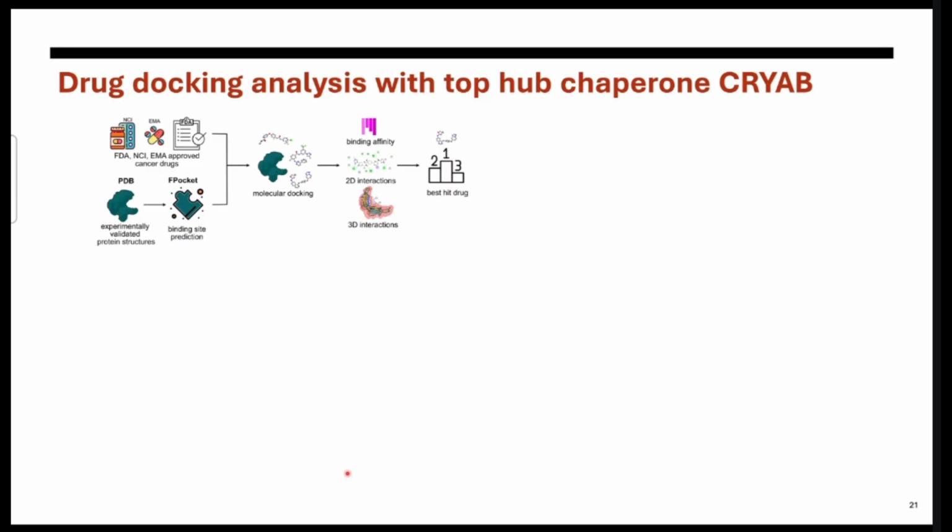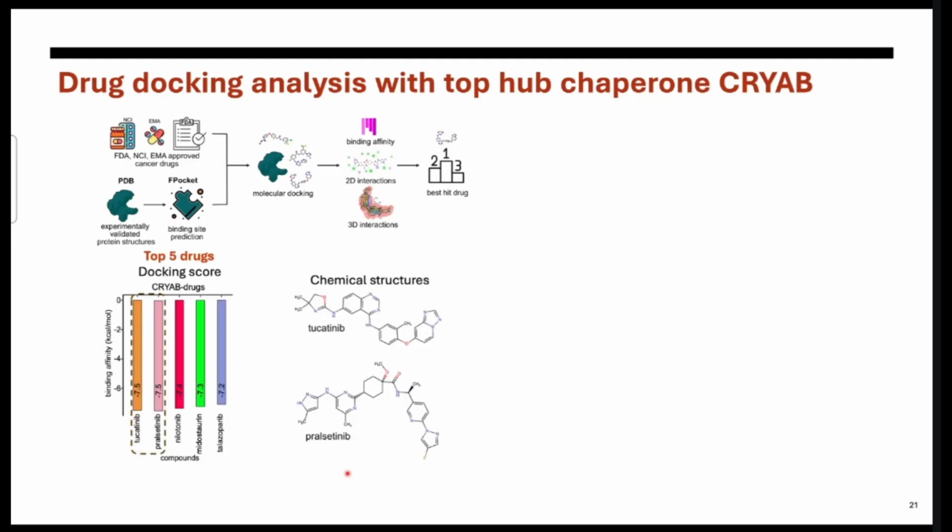And then the CRY-AB and P4HA2 protein structures were experimentally derived. So we used the Protein Data Bank and then predicted the druggable binding sites of these 2 proteins, and then performed molecular docking analysis of these 280 drugs which are FDA approved and EMA approved. And then we looked into the top 5 drugs which showed the highest binding affinity. For CRY-AB, we found 2 drugs, tucatinib and parsaclisib, which showed similar binding affinity.